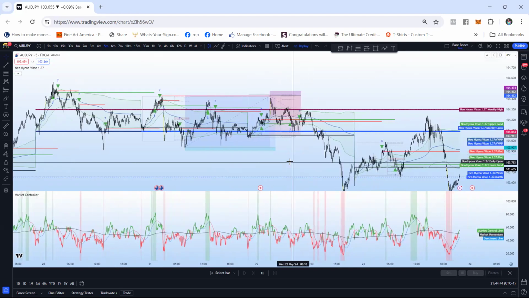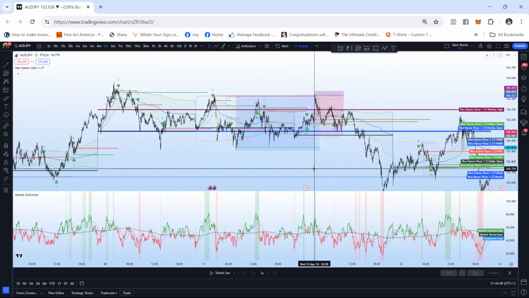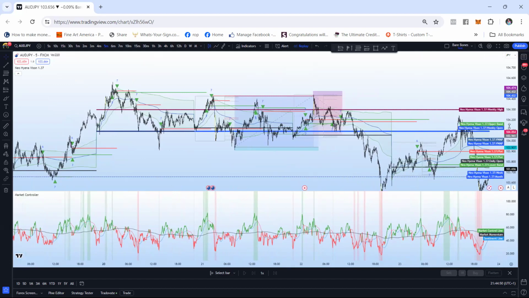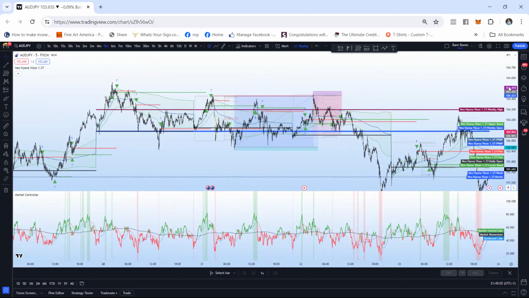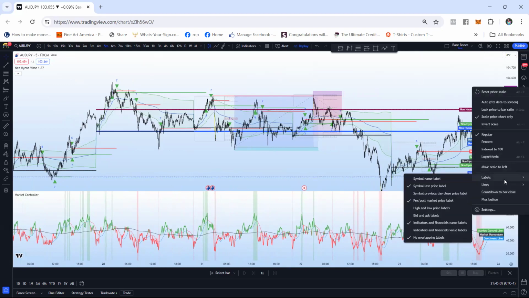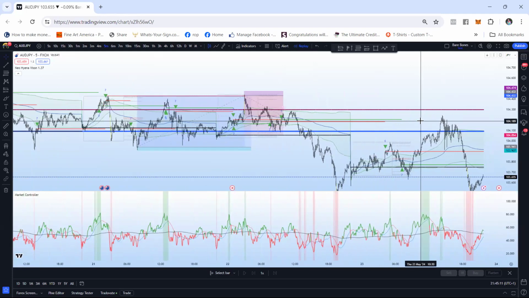Do I have these tabs also that you show on the chart, the other information you're looking for? This right here. Yeah. So yes, in order to do that, you would right click on the price point. On the right side of your screen, you just right click and go to labels and indicators and financial name labels. You can toggle it on and off.